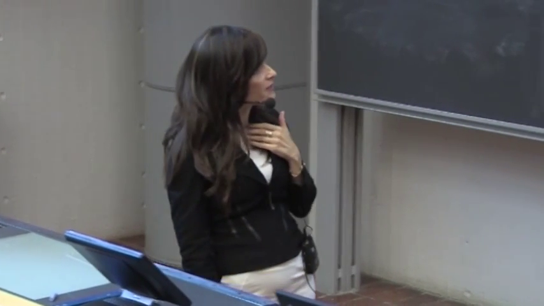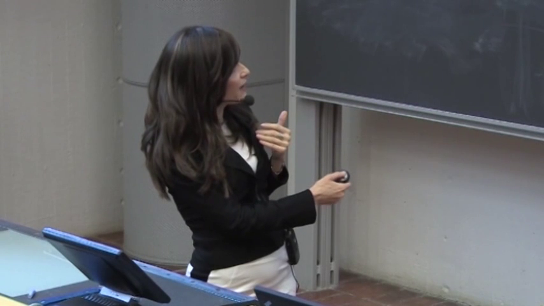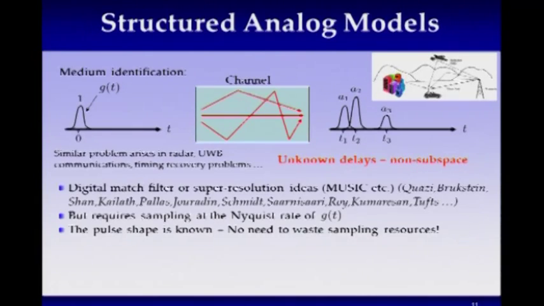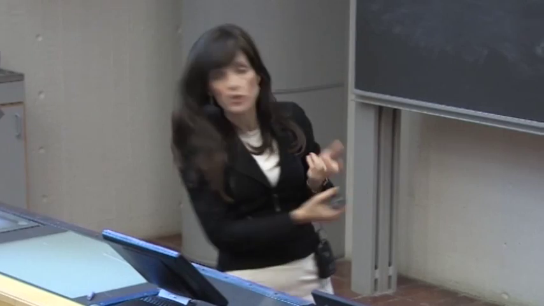In this case, all of the methods actually sample at the Nyquist rate of this pulse. And the idea is that if you want to be able to find the time resolution, you have to take samples where the difference between them is on the order of the pulse time occupancy, which is 1 over the bandwidth, and that gives you the Nyquist rate.